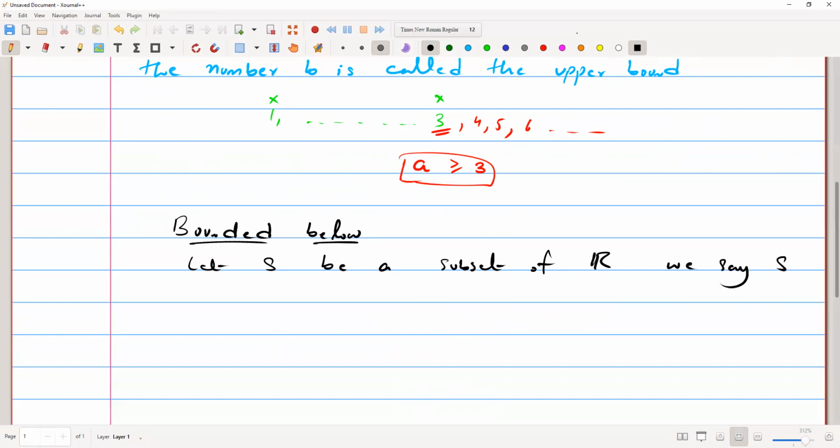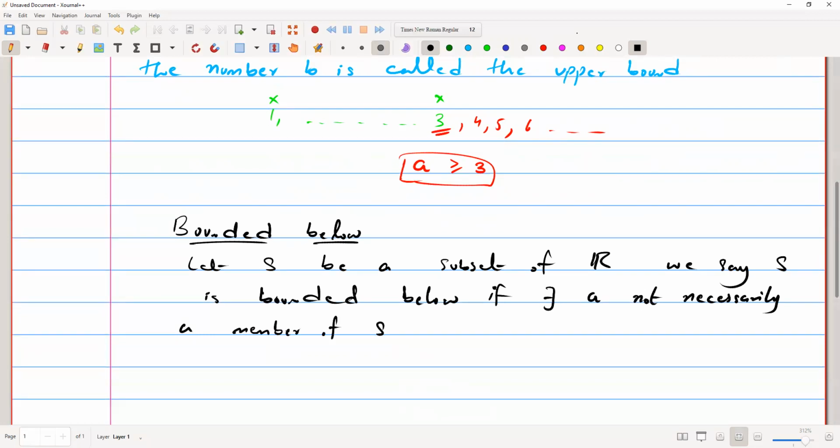We say S is bounded below if there exists a real number, let's say A, not necessarily a member of S, such that X belongs to S implies X is greater than or equal to A for all X belongs to S.